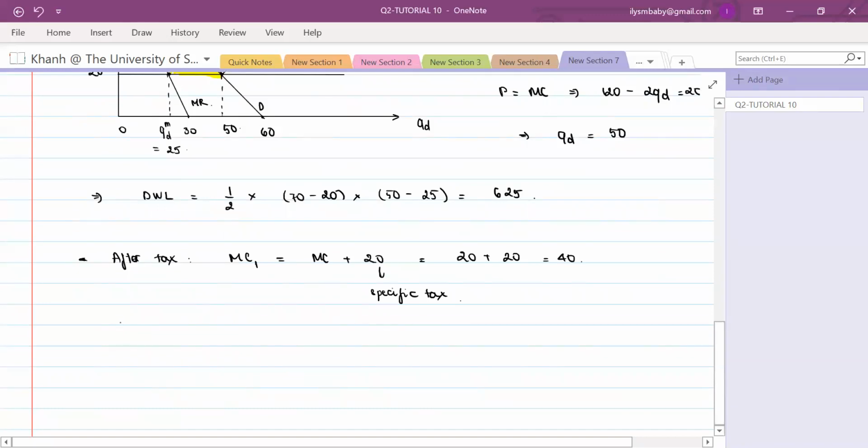Now everything else remains the same, so the firm is going to be maximizing its profit by producing at the point where marginal revenue again equals marginal cost. Remember, the new marginal cost after tax. So marginal revenue is 120 minus 4QD, and it has to be equal to 40. So therefore, QD, I'll say QD1, is going to be equal to 20.